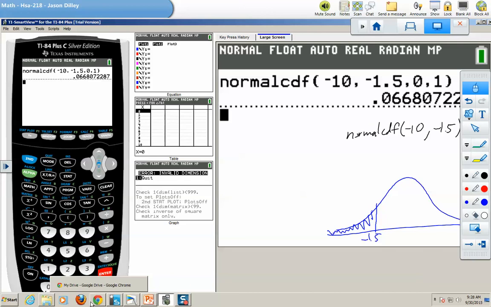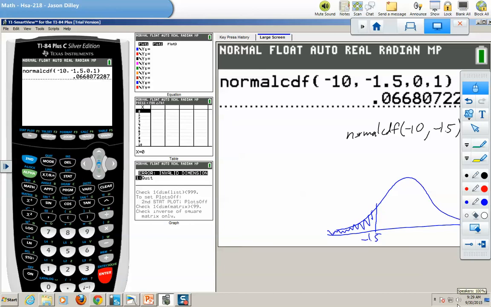Yours says error. Yeah, probably. Okay, so the negative tens, I stole your guys' thunder. It was 0.0668, which, by the way, is 6.68%.